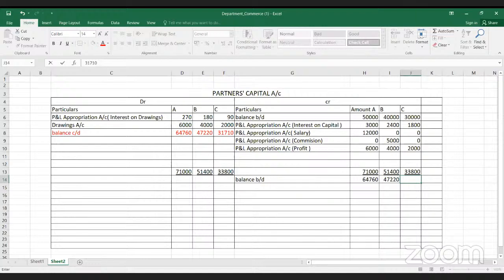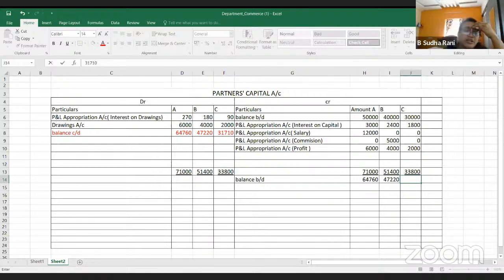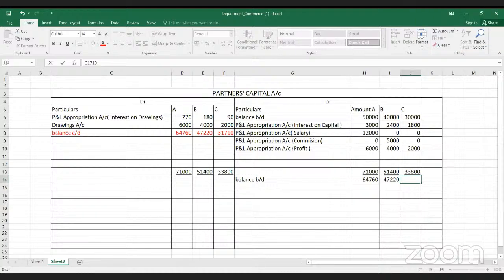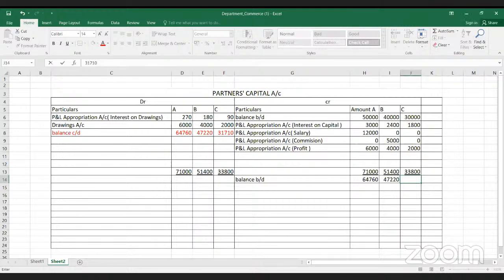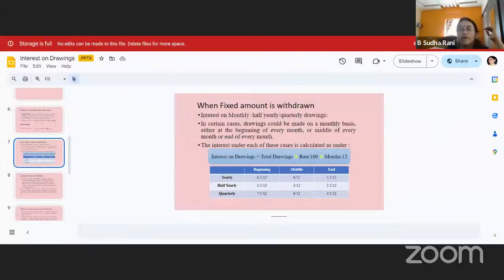This table is important. Acha, is this table visible? PPT table is visible? No, ma'am. No. Now visible? Yes, ma'am.